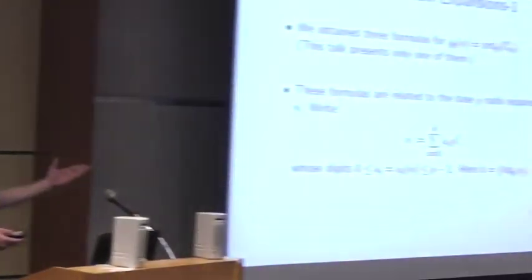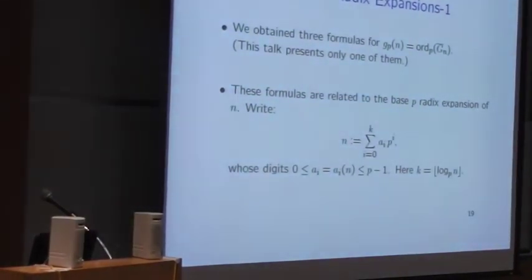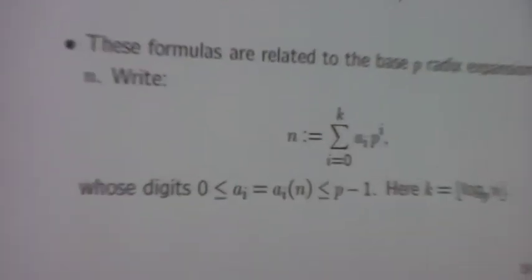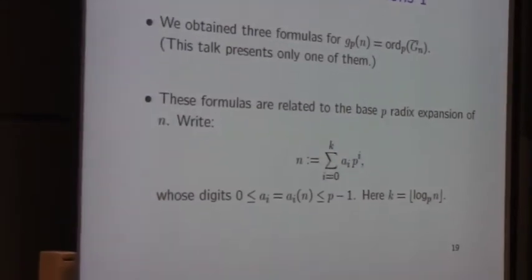These formulas are all, in one sense or another, related to the base p expansion of n. So now let me write n in base p as the sum from i equals 0 to k of ai p to the i. The ai are the base p digits. They're between 0 and p minus 1. And the number of these digits is about log n, log to the base p of n.